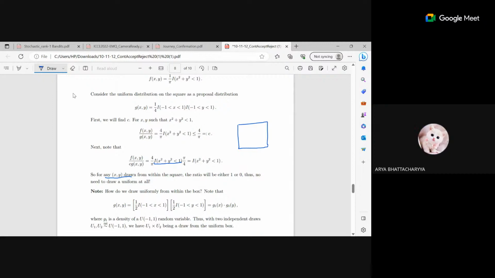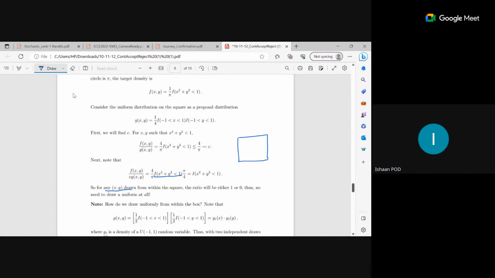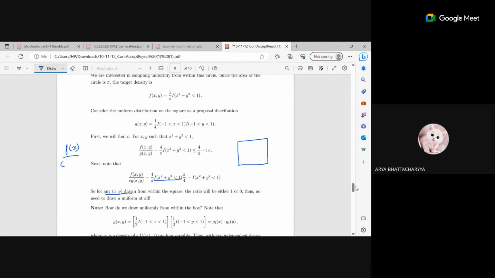Now, uniform, if we draw, she said that we don't need to draw from uniform. We can simply draw from the box only. But if we look back at the normal accept-reject, it is like f(x) by c g(x), right? So we draw everything from g(x) and then we calculate the ratio.